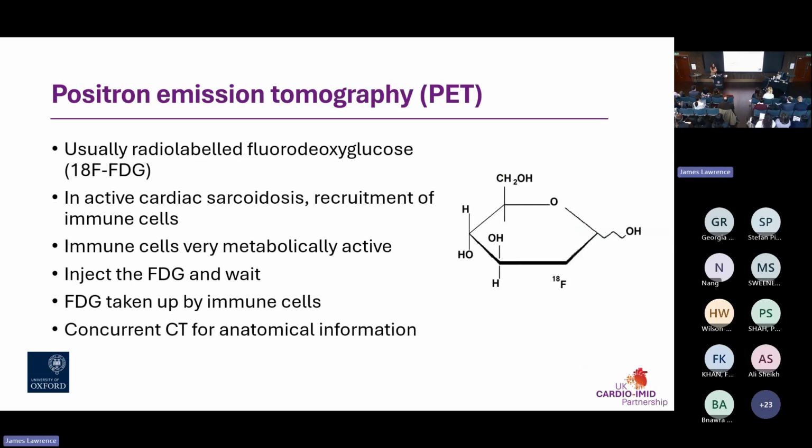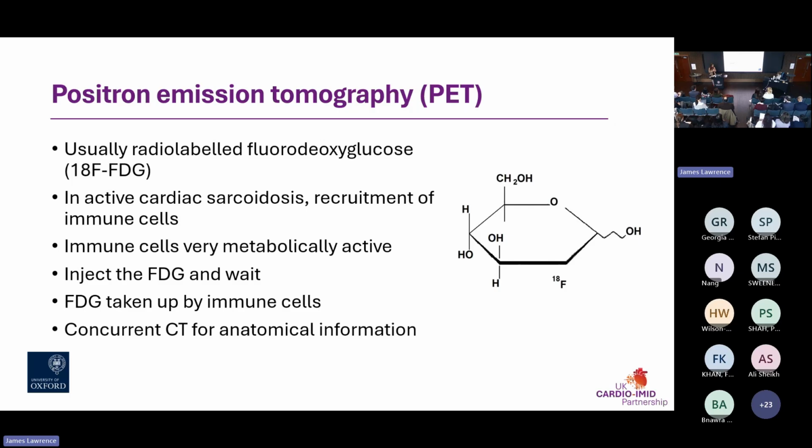So obviously we heard quite a lot about PET just now. This is going to be particular to FDG PET. So the way this works, this is a glucose molecule which has had a radioactive fluorine molecule attached. So what happens, instead of looking at increased water content, we're looking at very metabolically active immune cells. The immune cells are recruited to the site of sarcoidosis. These are using lots and lots of glucose.